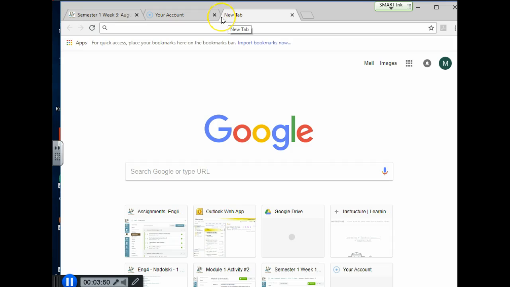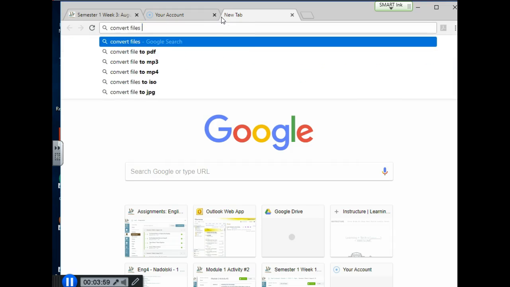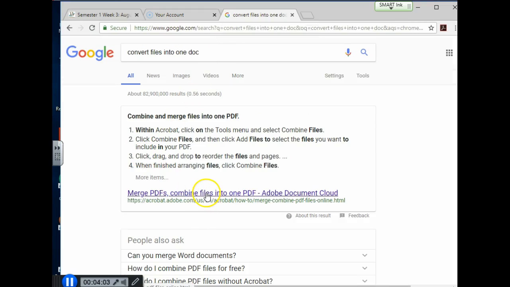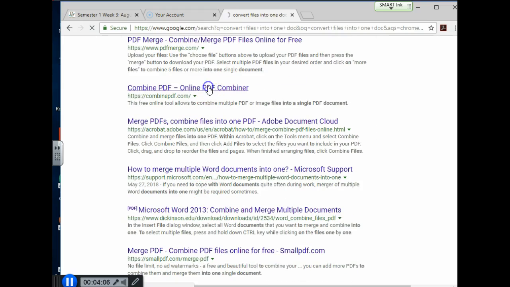So let's say you have 4 Google Docs, right? And I'm asking you to submit one file, right? For your portfolio. So you can Google something like convert files into one document. Okay? CombinePDF.com.